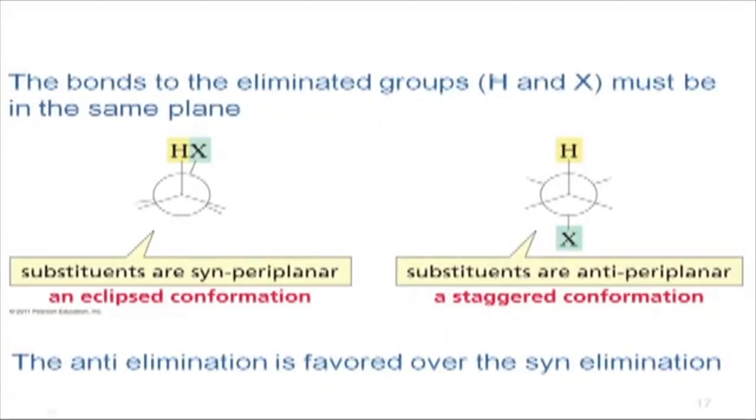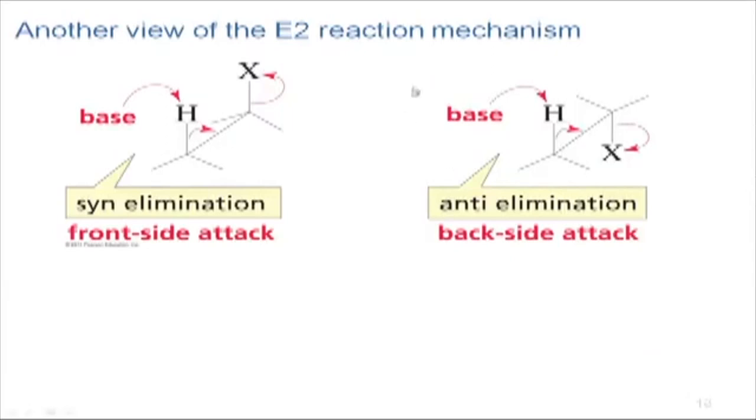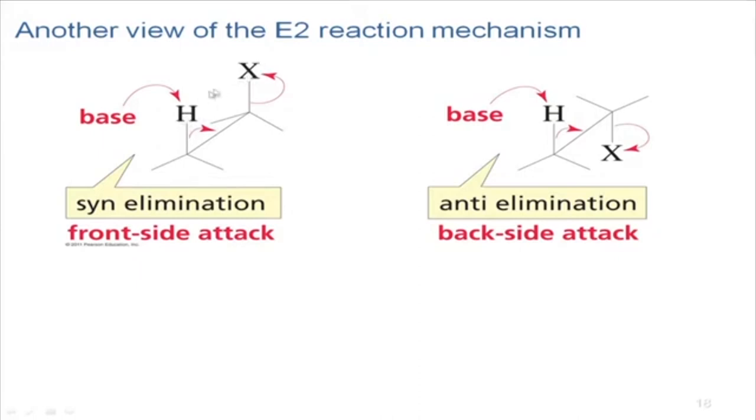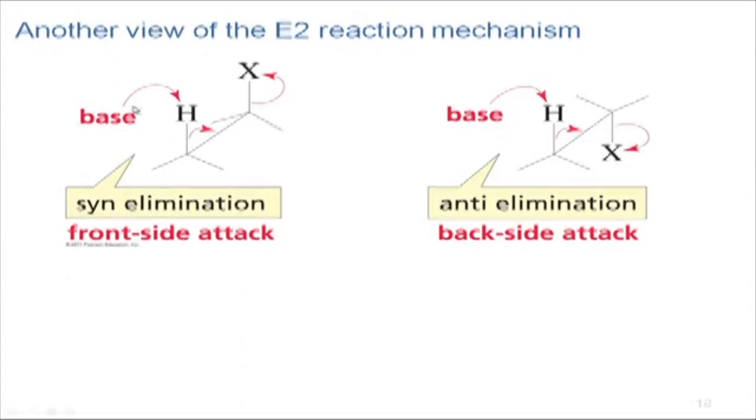Okay. Now, the reason for anti elimination is that there could be several reasons. One is, this is the syn elimination, and there is a front side attack. That means the base is coming from the same side as both the groups, the same side of the groups that are being eliminated. So H and X are facing the same side, and the base is coming from the same side. So you can expect repulsion, because the base is after all a negatively charged system. It could be a nucleophile, it could be an anionic species, or it could be a species containing a lone pair of electrons. Okay, we are talking about a Lewis base, and then there will be repulsion, because as X is coming out as X minus, there will be repulsion to the approach of the base.